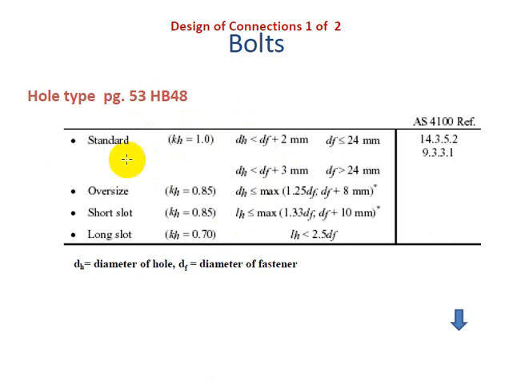So if you're using the standard type, and your type of bolt is M20, for example, which is less than 24, the DF is going to be 22. However, if you have, for example, M30, the DF is going to be 33. So it depends on which type you are using. If you're using standard, the KH is going to be 1, and the DF depends on whether it is bigger or less than 24.